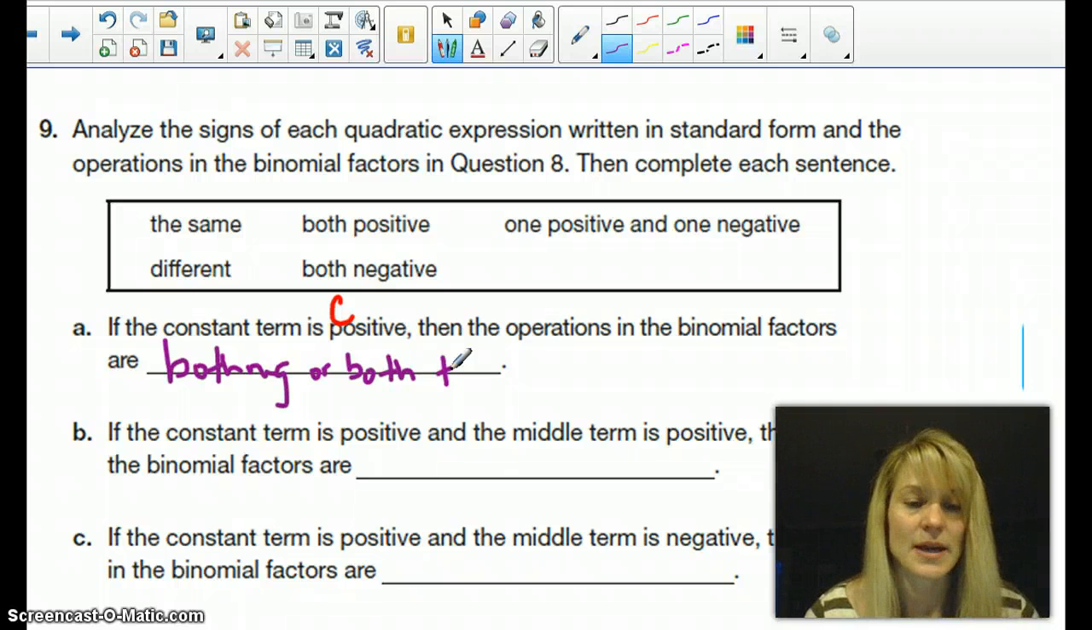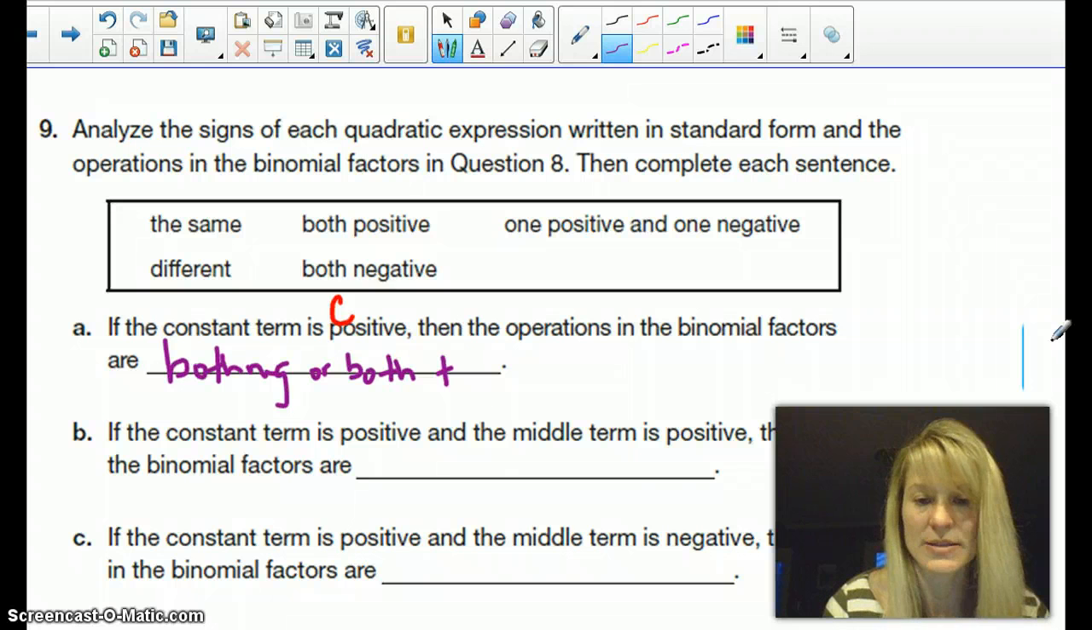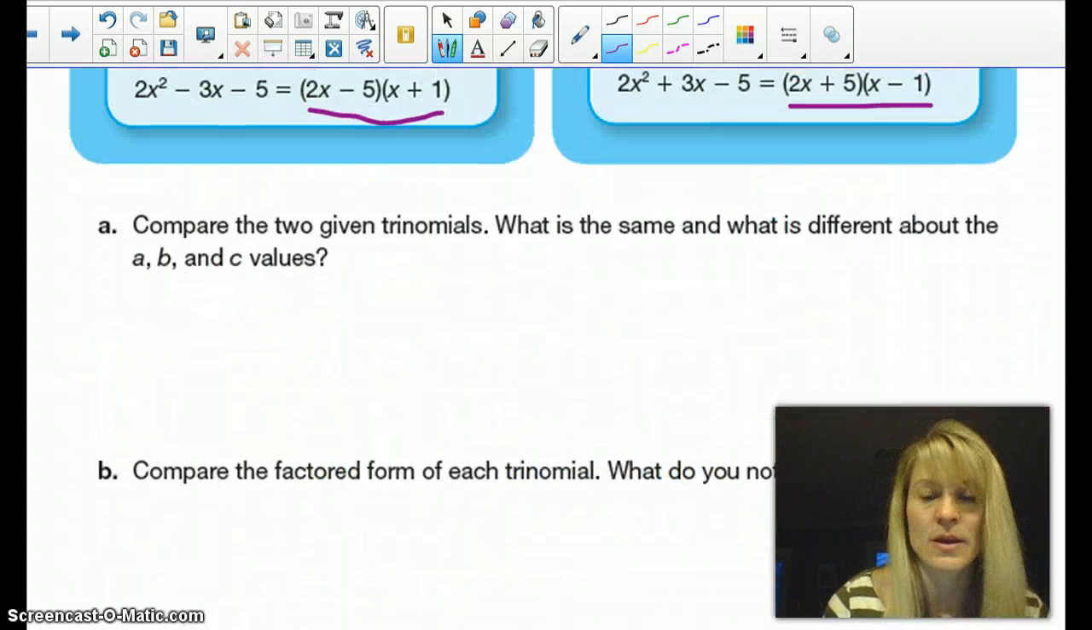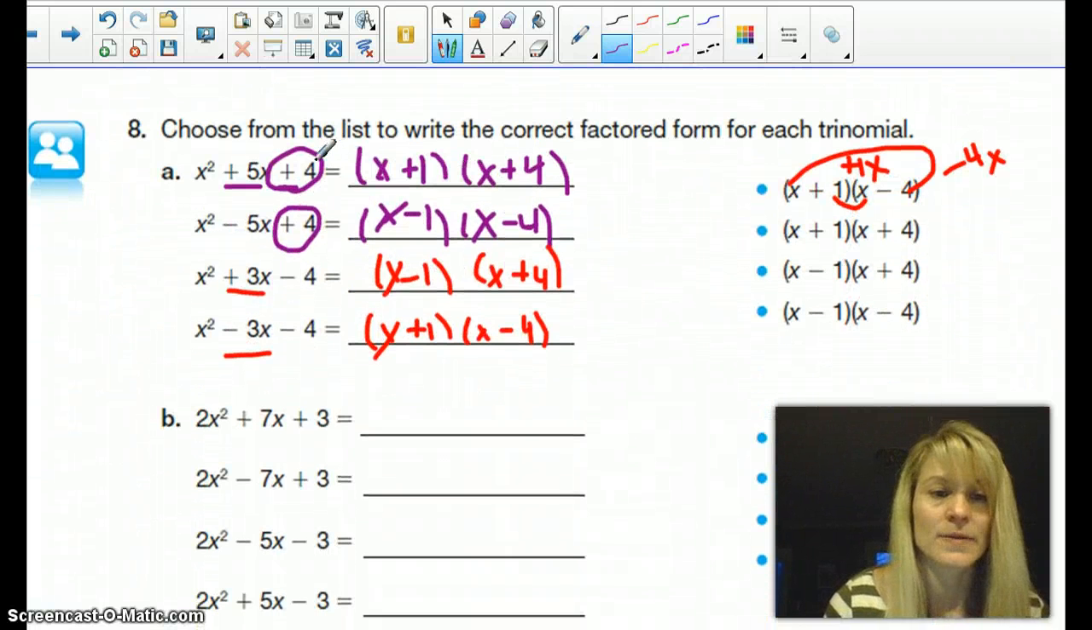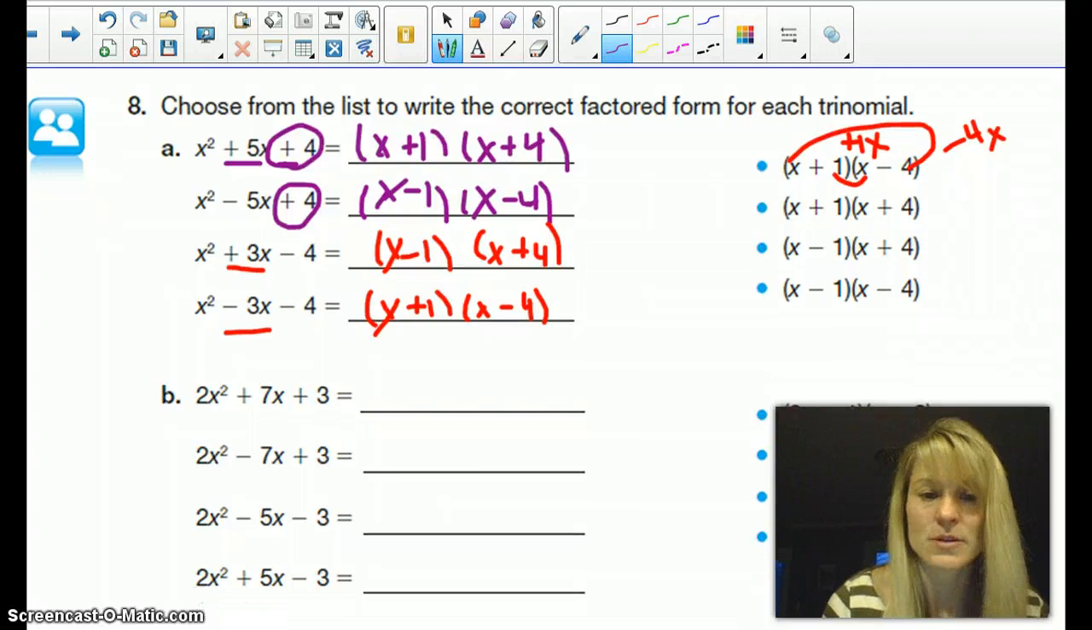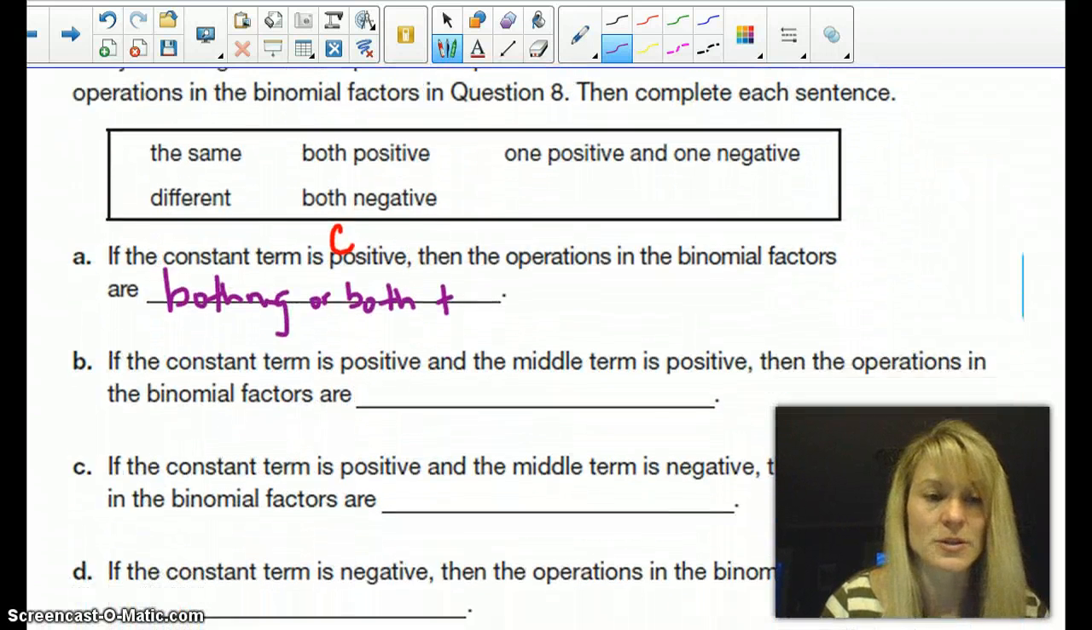This B says if the constant term is positive and the middle term is positive, then the operation in the binomial factors are. So it says the constant term is positive and the middle term is positive. So we're looking at this one. If the constant term is positive and the middle term is positive, what has to happen with the signs? They're both positive. So you want to go back and look at those and answer those questions, and then you'll be finished.